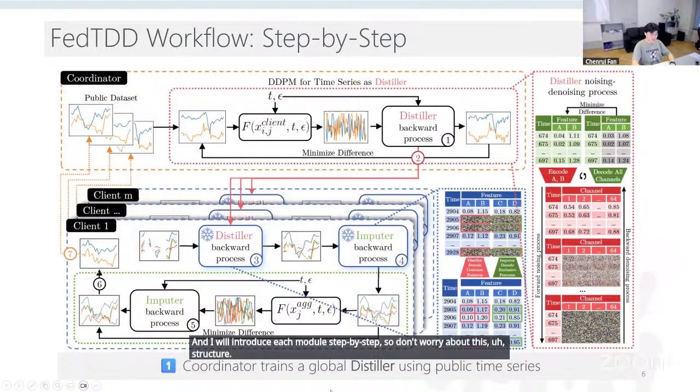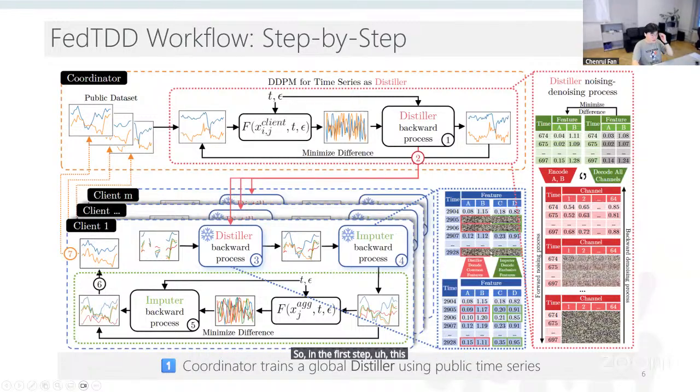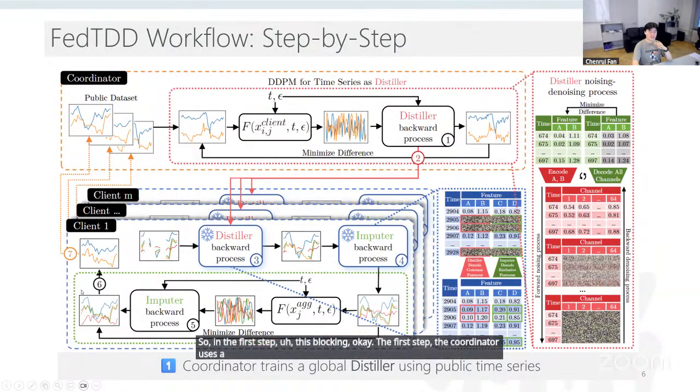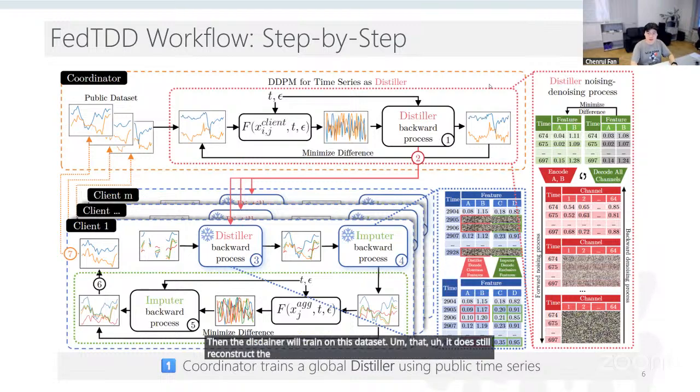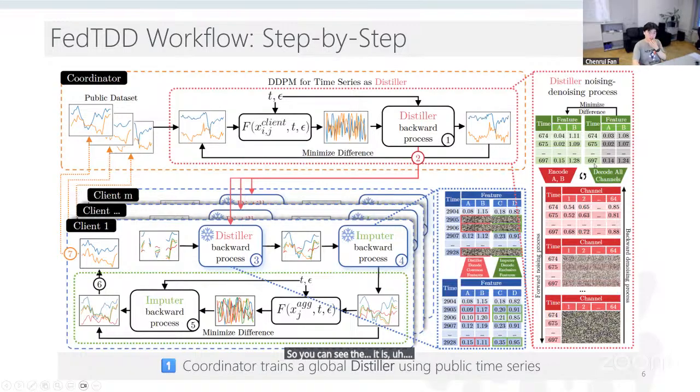So in the first step, is this blocking? Okay. The first step, the coordinator uses a publicly available dataset that contains only common features. So you can see here, there is a blue feature and the orange feature, right? So we can call them A and B, and they exist in the public dataset. Then the distiller will train on this dataset so that it learns to reconstruct the clean time series by reversing added noise. So you can see it is a traditional DDPM training framework.